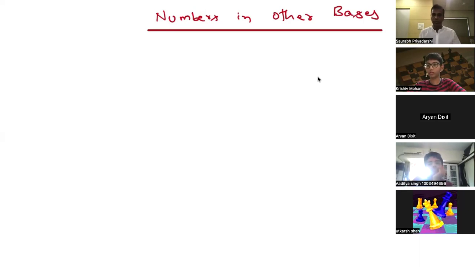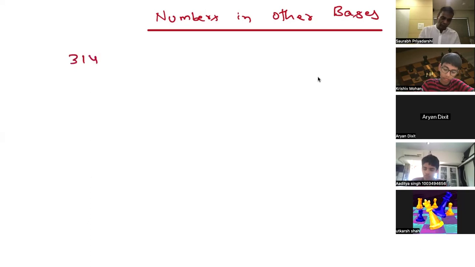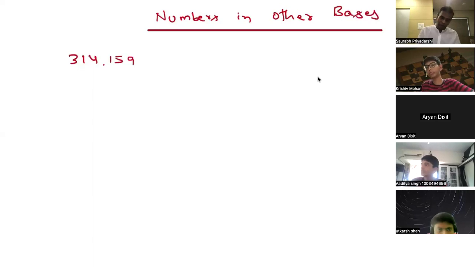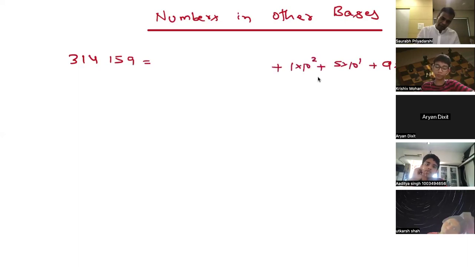Base of 10, right? Like if I'm giving you the example 314159, if this number is given, I can rewrite this in decimal form: 9 into 10 to the power 0, plus 5 into 10 to the power 1, plus 1 into 10 square, plus 4 into 10 cube, plus 1 into 10 to the power 4, plus 3 into 10 to the power 5.